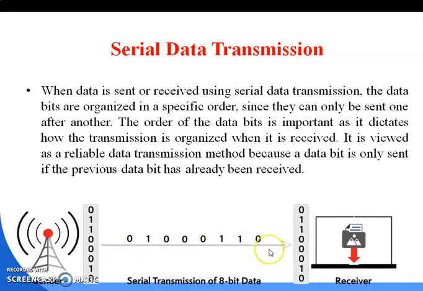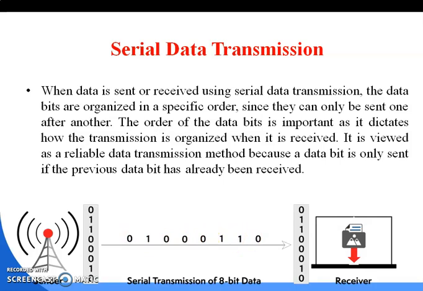Here the process is a little bit slow, but the data is transmitted in a safe manner, because the width of the serial cables, SATA cables, is much thinner compared to the PATA cables. So there is no maintenance problem. So in serial data transmission, data will be transferred one after another.